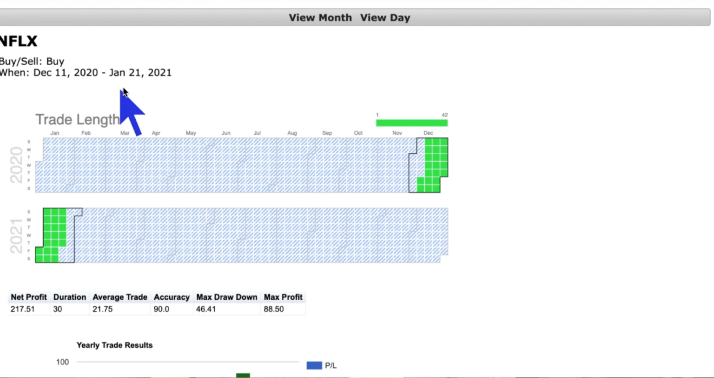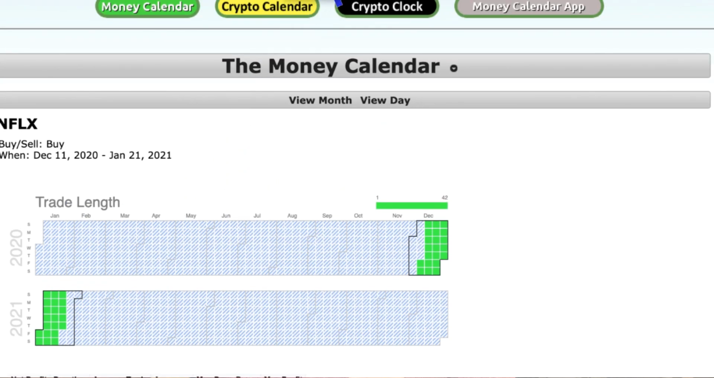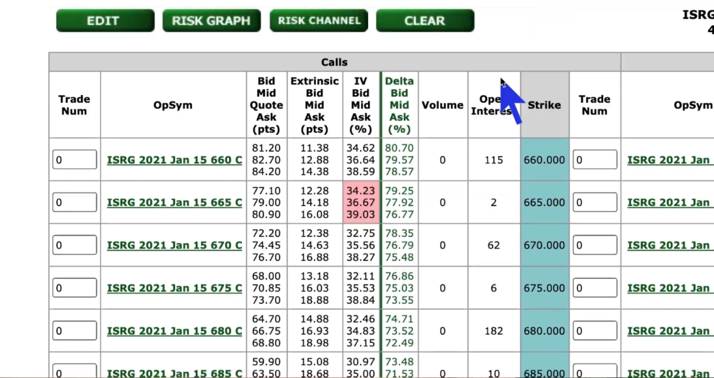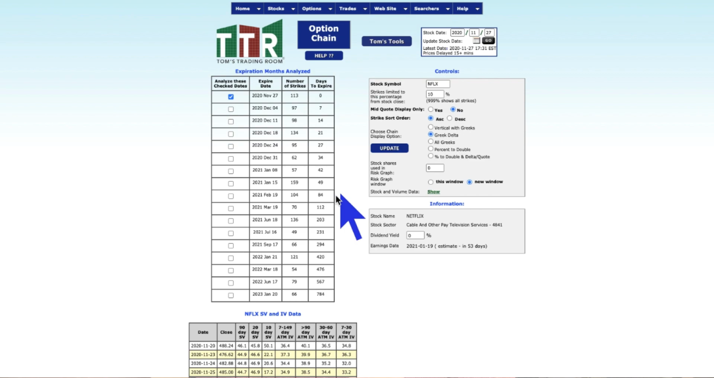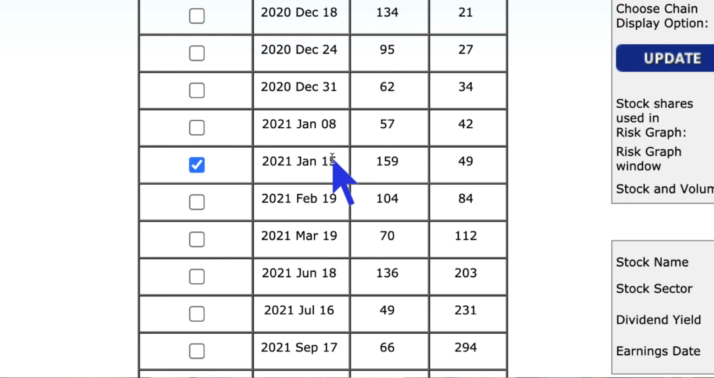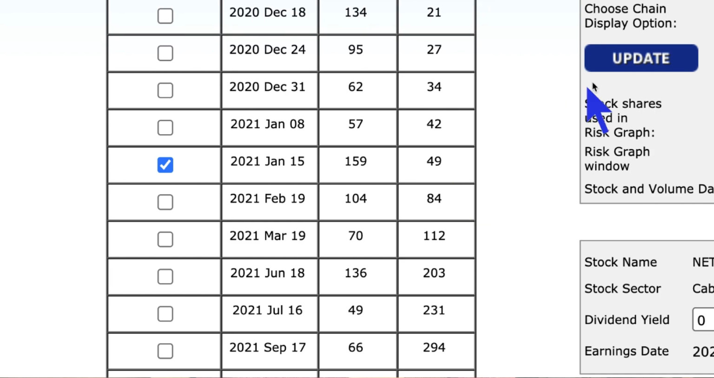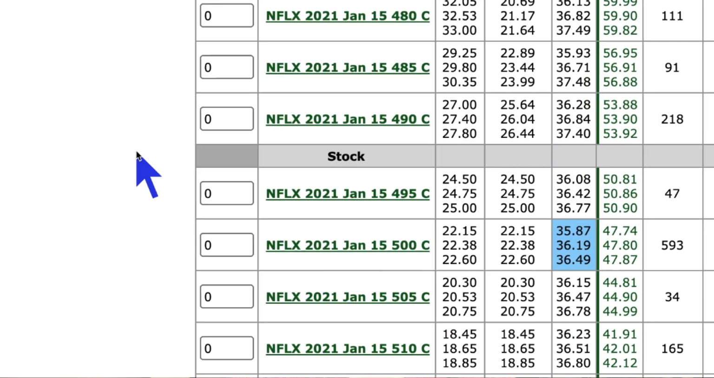So from here, I've got my opportunity. It's December 11th to January 21st. The next thing I need to do is go out there and find a trade that makes sense. So I can come up here, type in NFLX, click on Update, and look at January. Okay, Jan 15 is the closest options we have right now for Netflix, because as you can see, we jumped from January 15th to February 19th. So let's look at those options as an example. I'm going to update, come down, and see what's going on with Netflix.